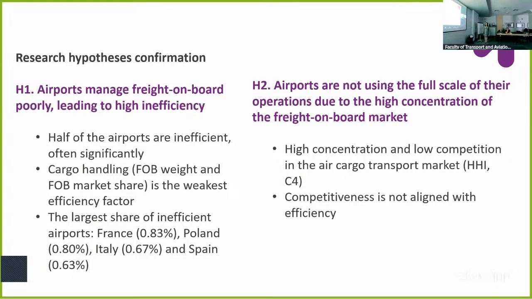So according to the hypothesis confirmation, half of the airports were inefficient, often significantly, and cargo handling, freight on board weight, and market share is the weakest efficiency factor, and the largest share of inefficient airports were in France, Poland, Italy, and Spain. Whereas about the second hypothesis, high concentration, low competition in the air cargo transport market, according to the Herfindahl-Hirschman index, and concentration ratio in the 4 largest in each country, competitiveness is not aligned with efficiency.